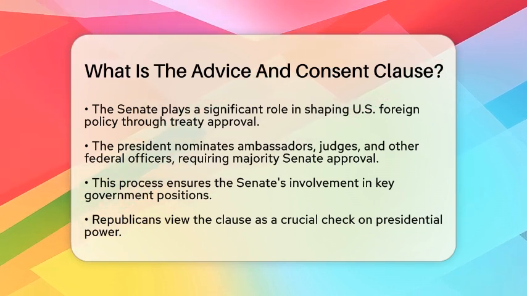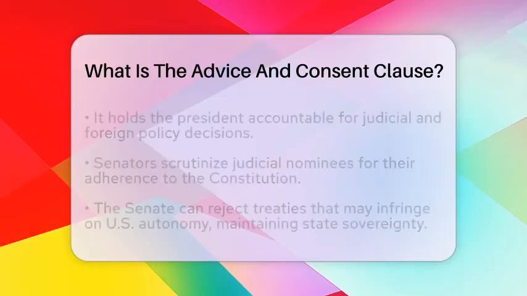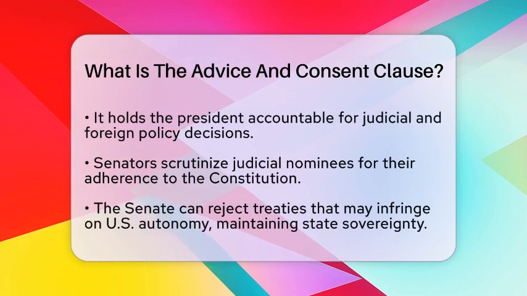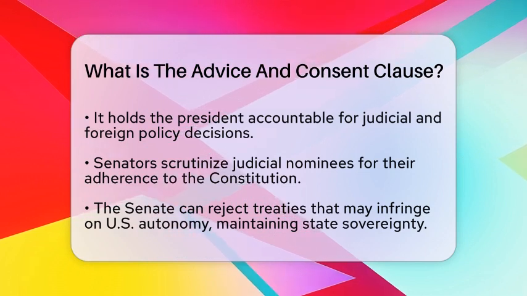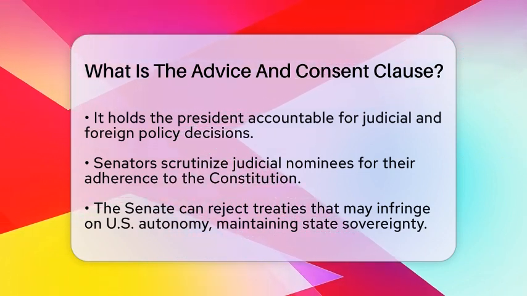In practice, this means that senators carefully scrutinize judicial nominees, often looking for judges who adhere strictly to the Constitution's text. They prioritize nominees who have a constitutional philosophy that aligns with their values.